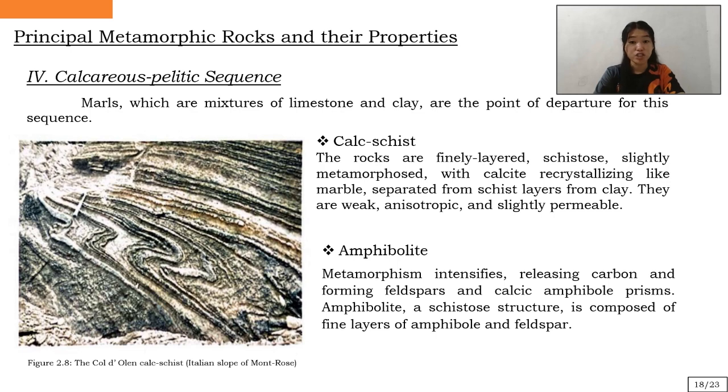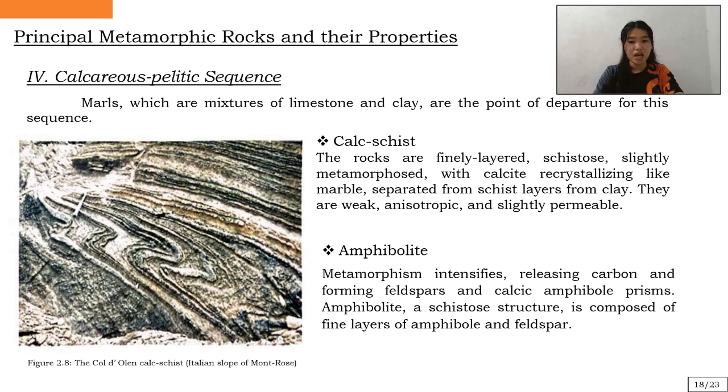So let's proceed to calcschist. The rocks are finely layered, schistose, slightly metamorphosed, with calcite recrystallizing like marble, separated from schist layers from clay. They are weak, anisotropic, and slightly permeable. Its composition involves recrystallized calcite, resulting in competent layers, but it remains a relatively weak rock, and its properties can vary depending on the directions. It's also slightly permeable, allowing some fluid movement through it.